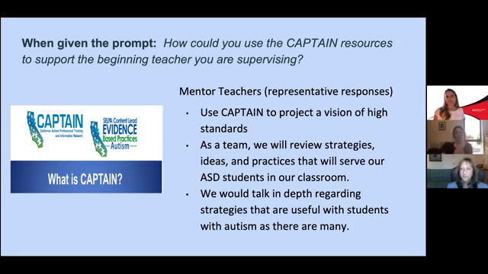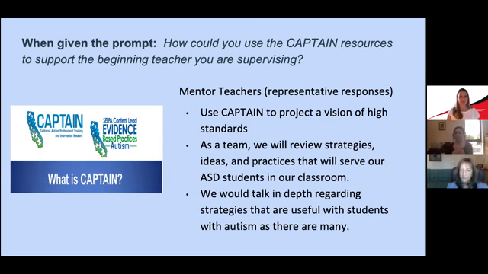And with each one of these activities, we provided a question prompt. So the first question prompt, we simply asked mentor teachers to think about how they could use these Captain resources to support the beginning teacher that they're working with. So a couple of these representative responses were they can use Captain, this emphasis on evidence-based practices, to really cultivate a vision of high standards that can start from pre-service teachers and beginning teachers, so they can focus on that for the rest of their career.